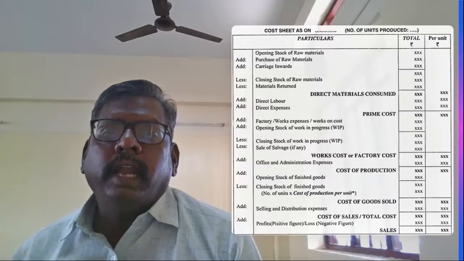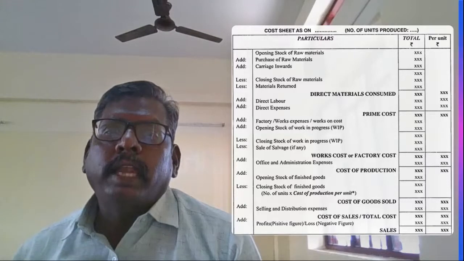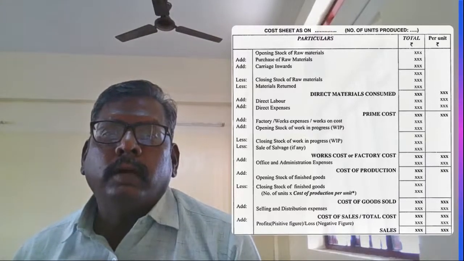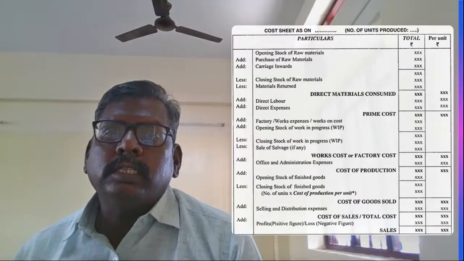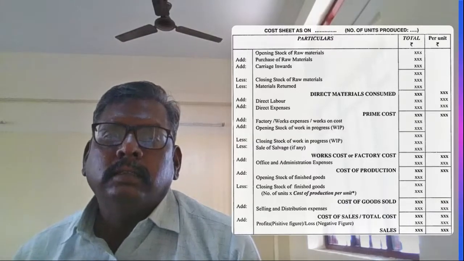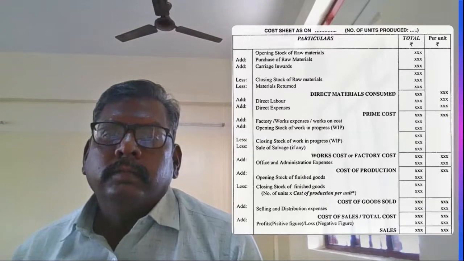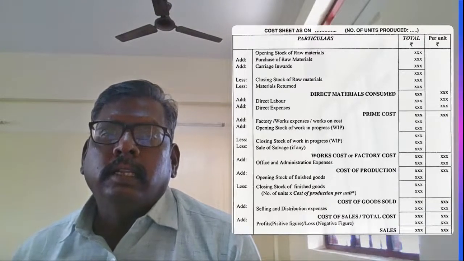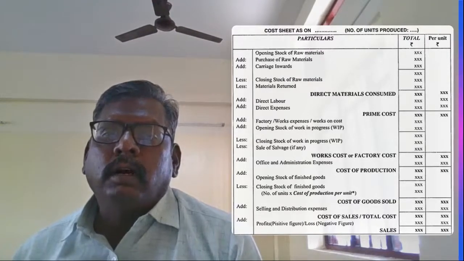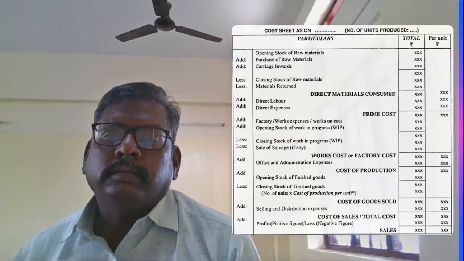After adding that, we have to add the opening stock of work in progress. Then we have to deduct the closing stock of work in progress. If there is some salvage value on sale, we also have to deduct that. Then we get the work cost or the factory cost.